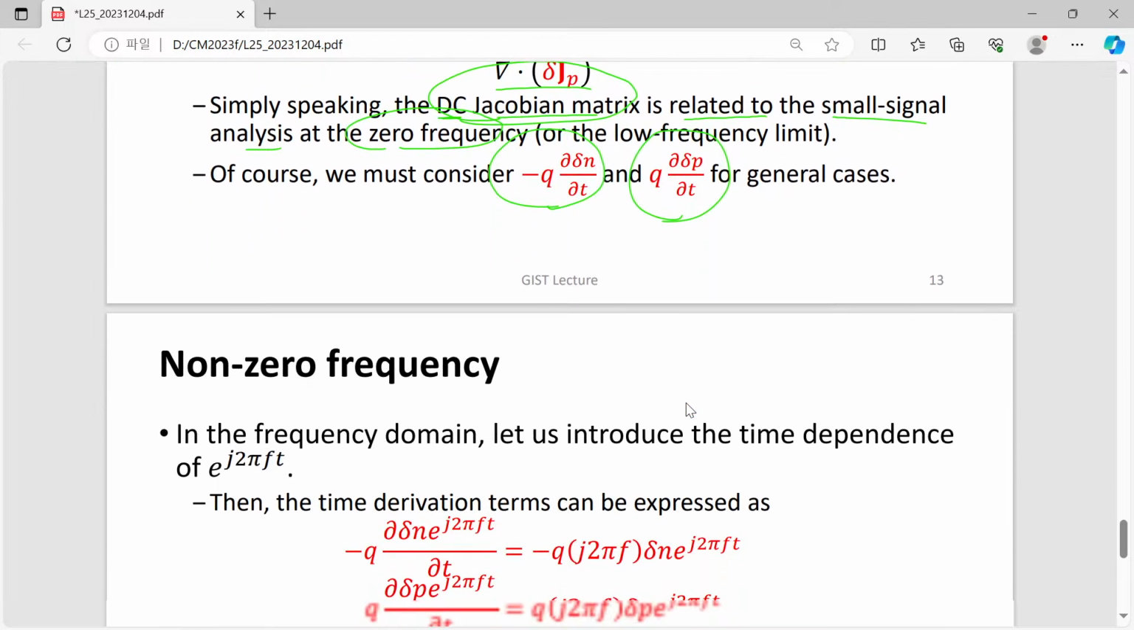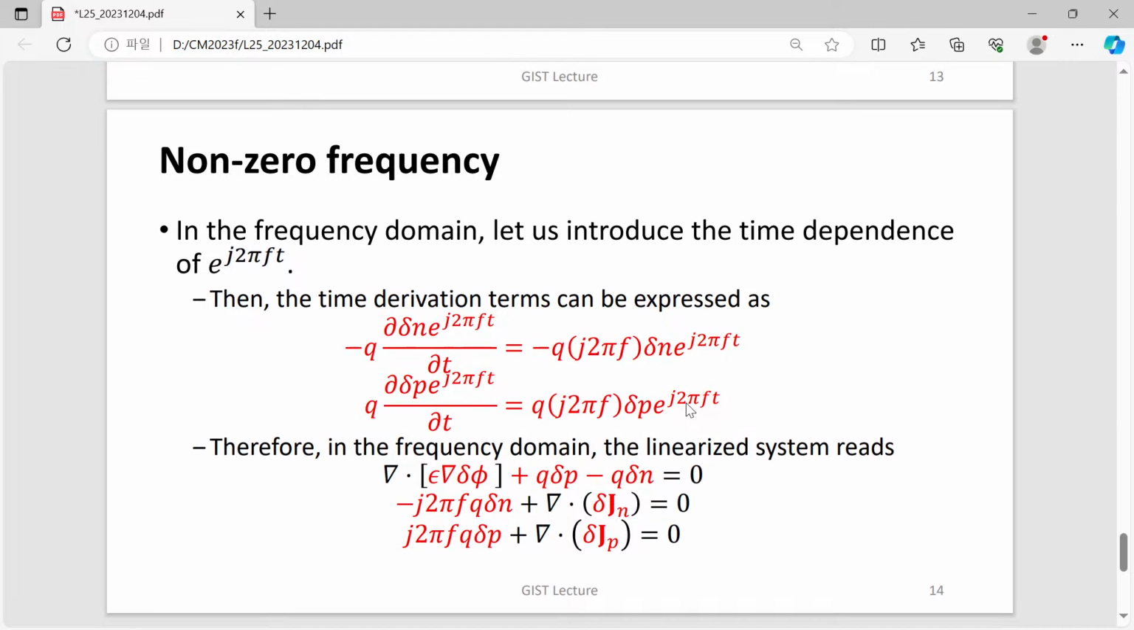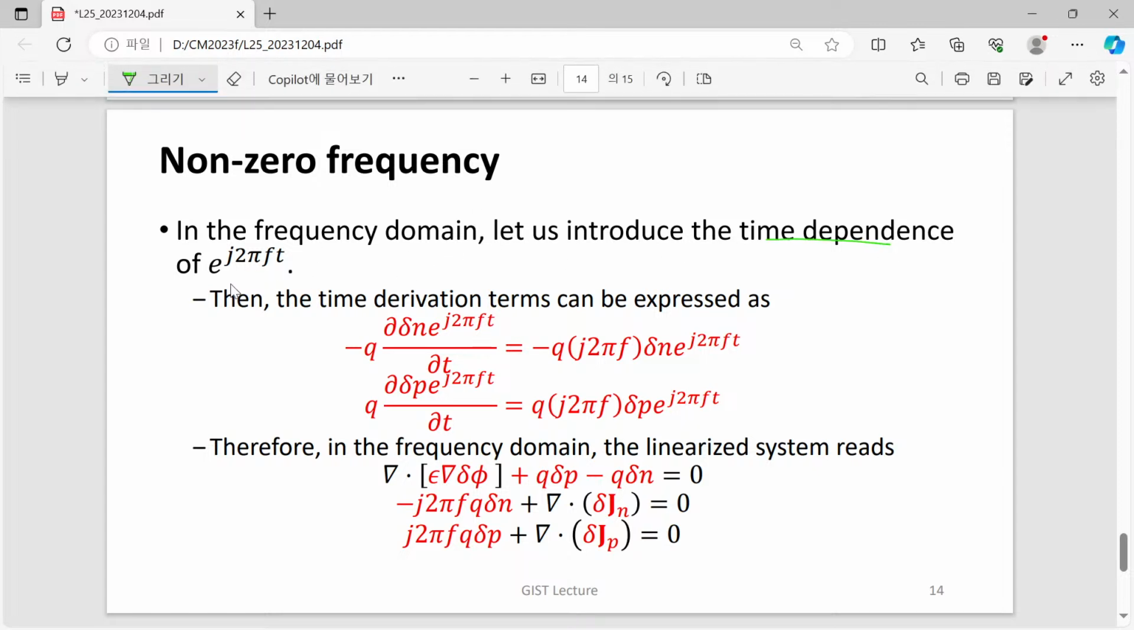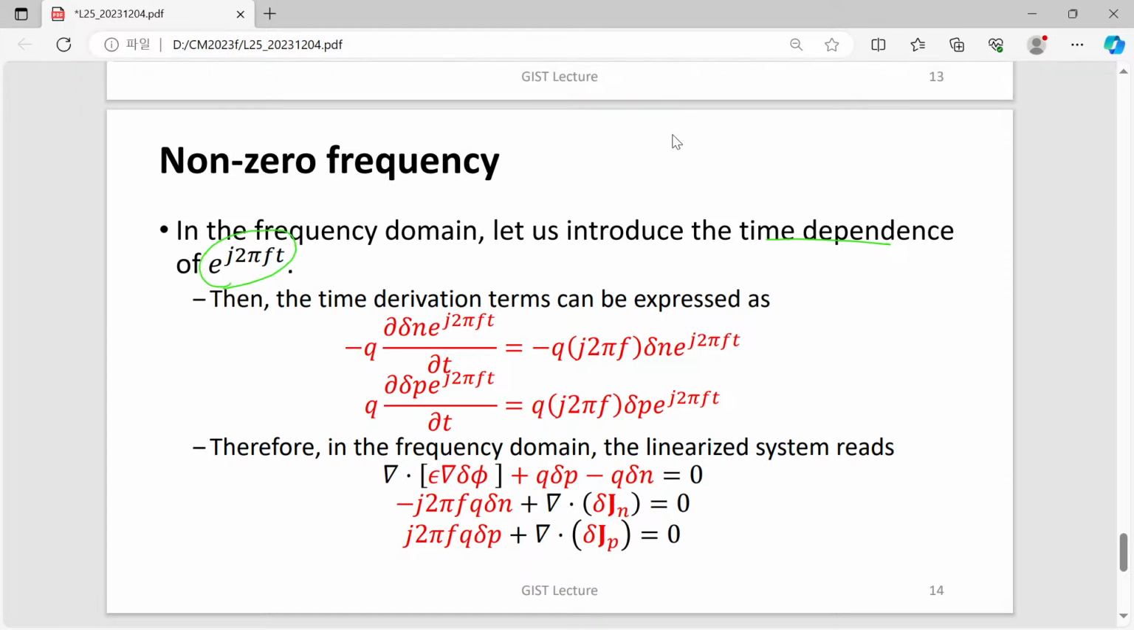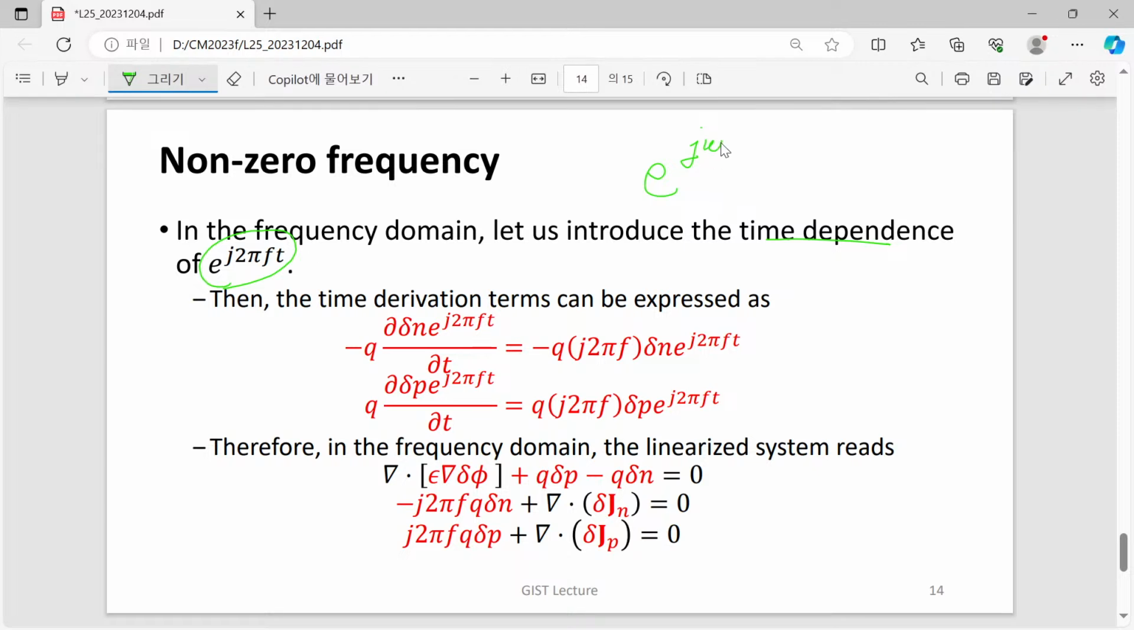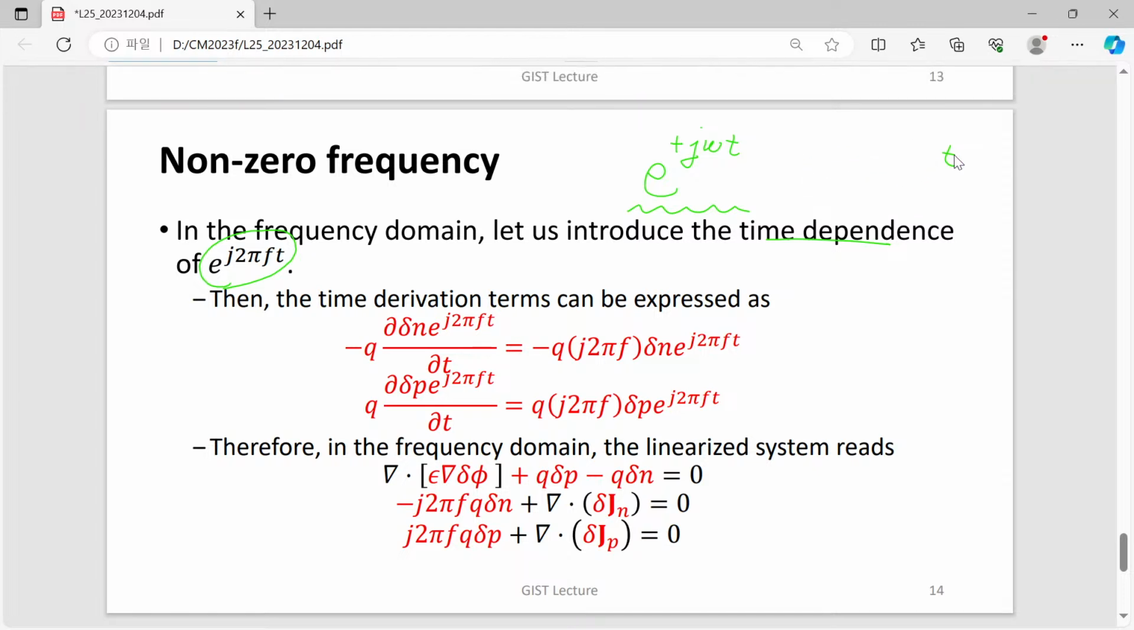So in the case of non-zero frequency, how can we do that? We assume that the time dependence is exponential j omega t. If you are coming from the physics department, then maybe you are more familiar with the convention exponential minus i omega t. But in engineering, we prefer this positive convention, so I will just follow this positive convention.